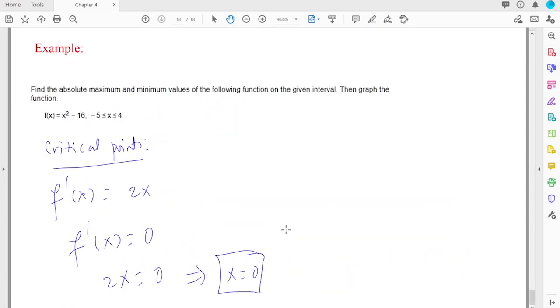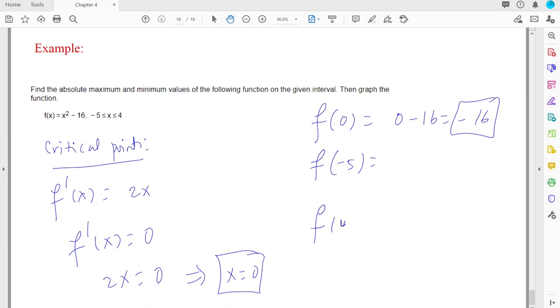There is only one critical point, so we need to evaluate the value of the function at 0, which is basically 0 minus 16, because x is 0, so that is negative 16. And now find the value of the function at the endpoints. Here you can see that the endpoints are negative 5 and positive 4. So plug x equals negative 5 here, which is 25 minus 16, because negative 5 squared is 25, which is 9. And this is 4 squared minus 16, which is 0. So now we just have to compare the three of them.